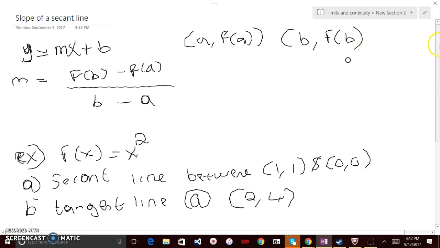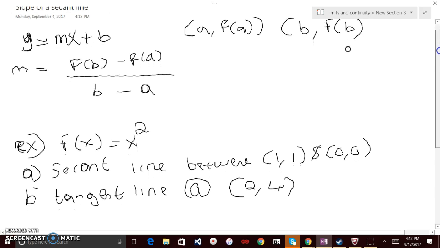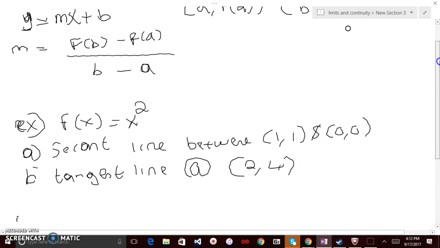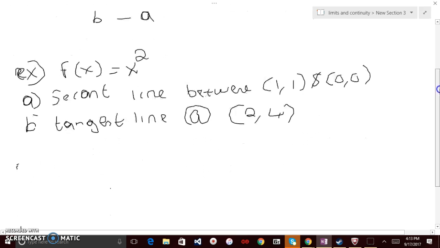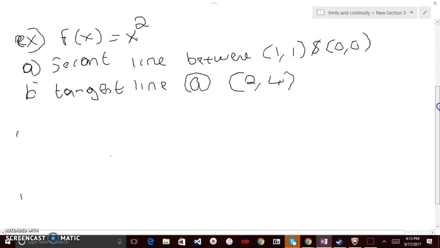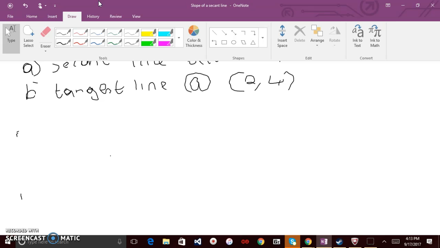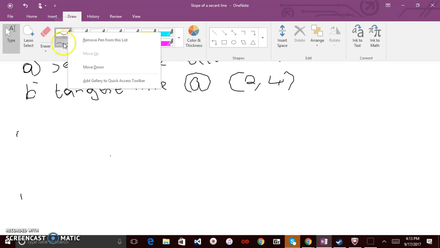Okay, so let's find the slope of a secant line and a tangent line, given the function f of x equal to x squared, like we talked about in the previous slide. First we're going to do the secant line and find its slope.